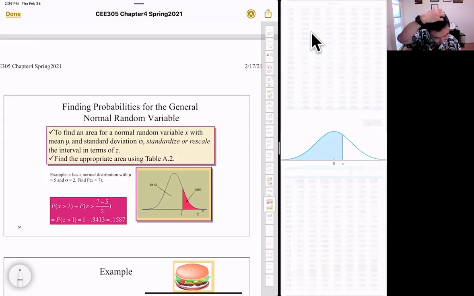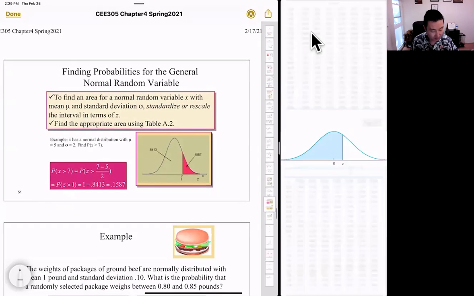Again, this is to find areas for the normal random variable x, with a mean of mu and standard deviation of sigma. The first thing we need to do is standardize, or rescale. We calculate the z-score first, then we use table 8.2 to find the probability.